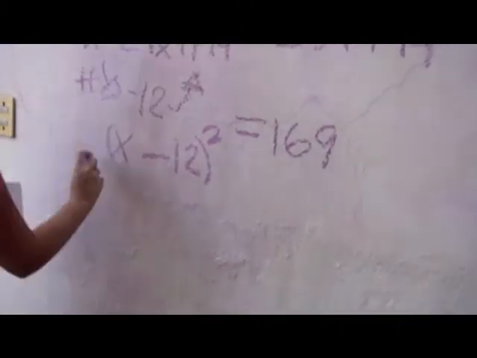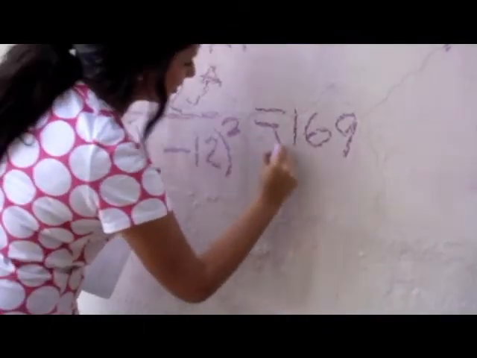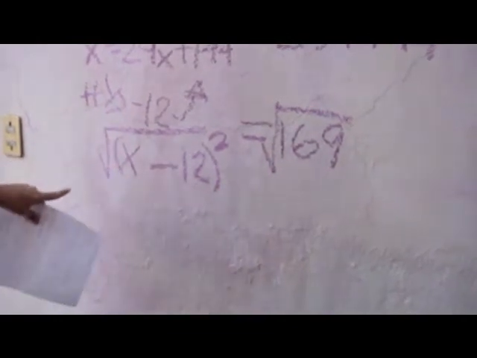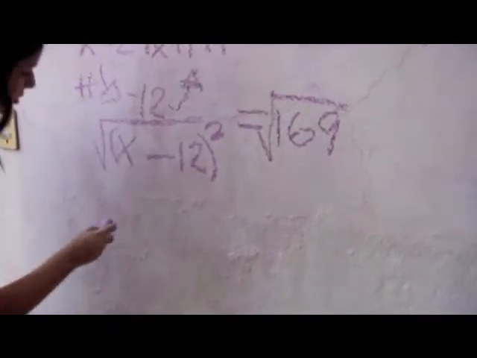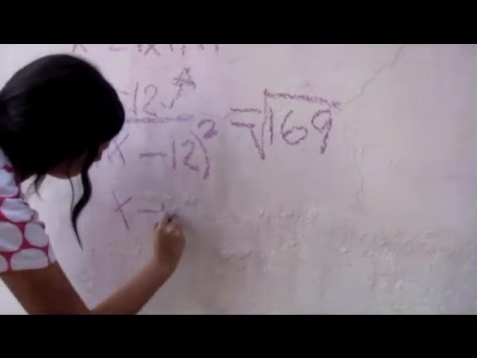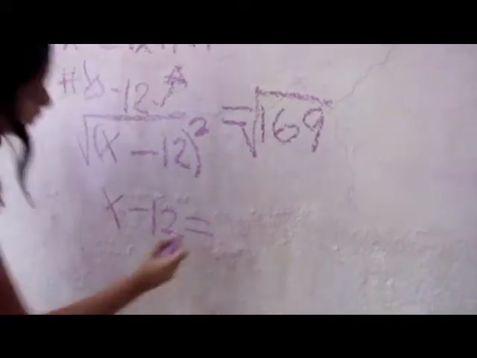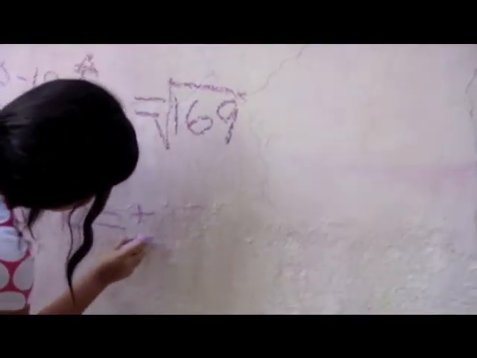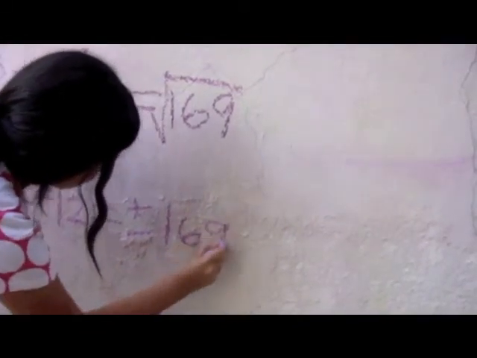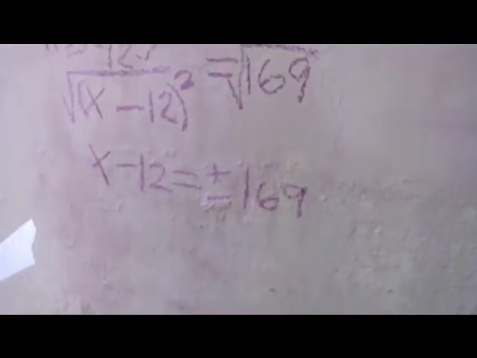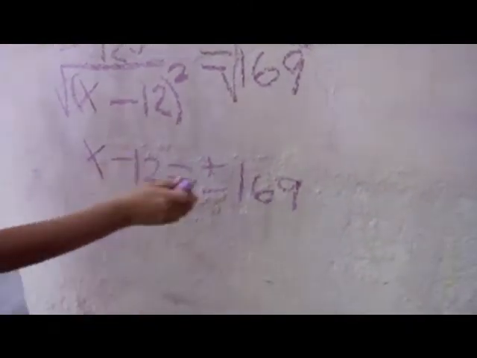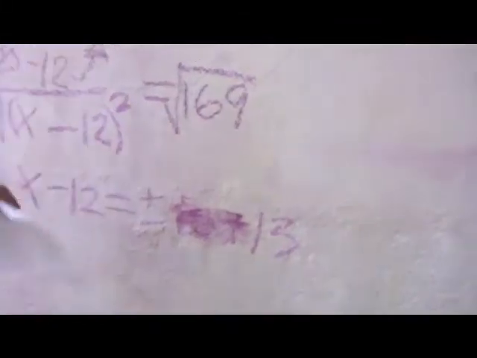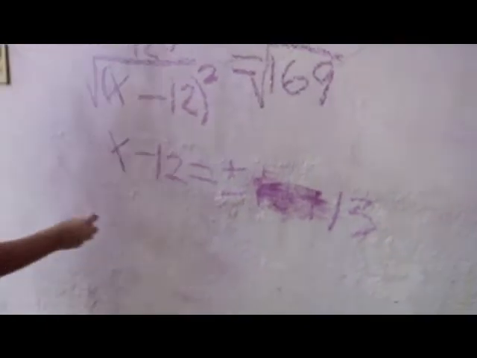Then we will take the square root in both sides. When we have something squared and we put the square root, they cancel and we will have the thing that is in the parentheses, so it will be x minus 12. And on the other side, the square root of 169 is 13, and it is plus minus 13.